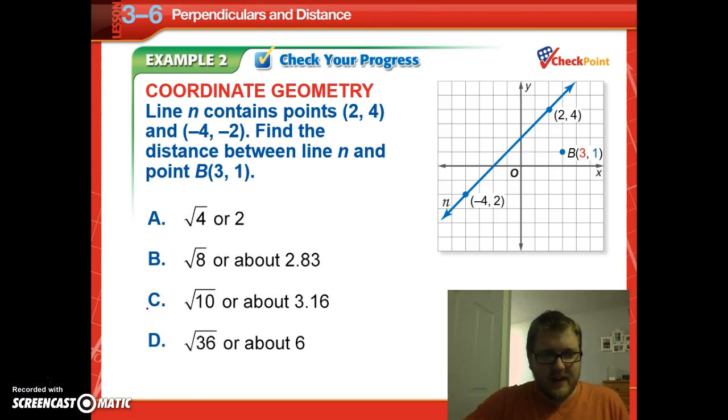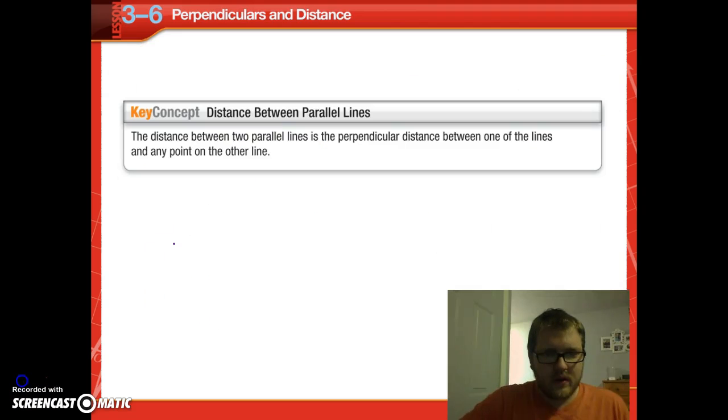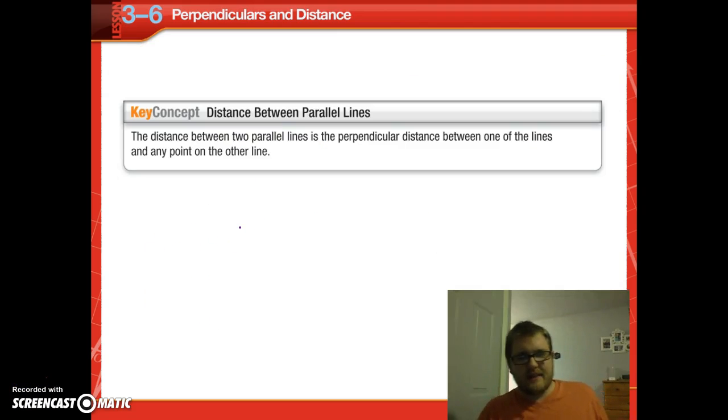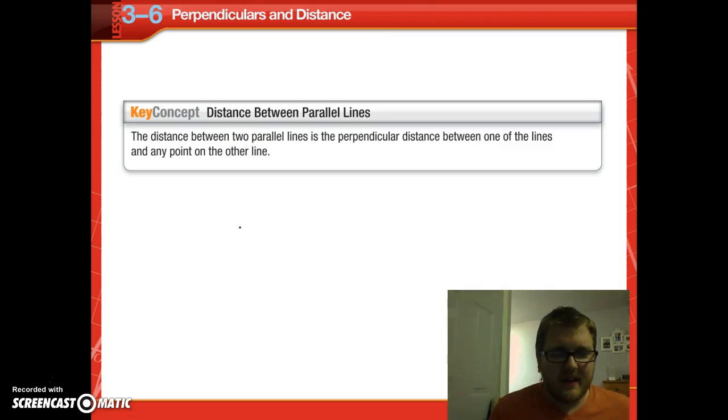So let's see if you can do that on your own. Pause the video and see if you can find the distance between this line N and the point B at 3, 1. Now the next key concept we want to look at here is the distance between parallel lines. The distance between two parallel lines is the perpendicular distance between one of the lines and any point on the other, because once we find a point on that other line, it doesn't matter where.